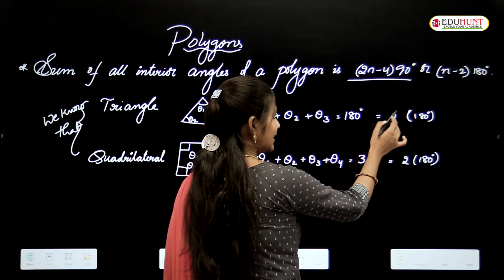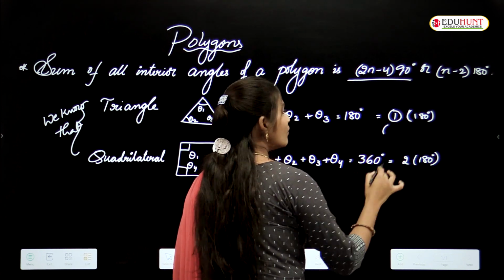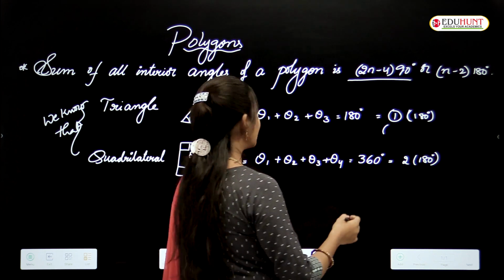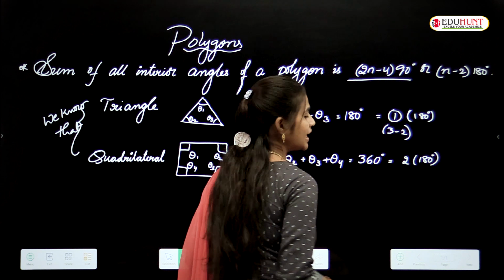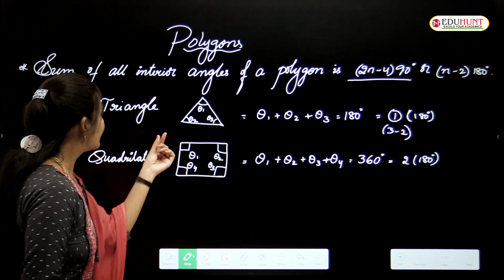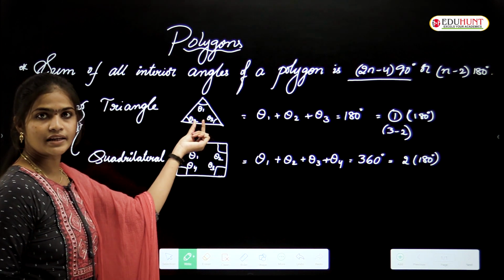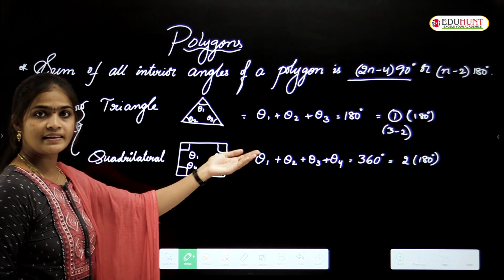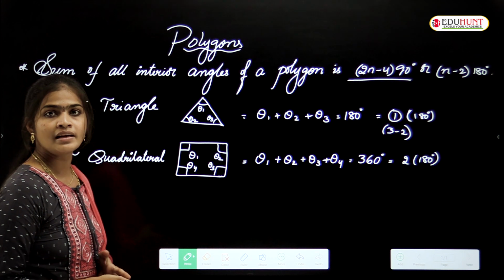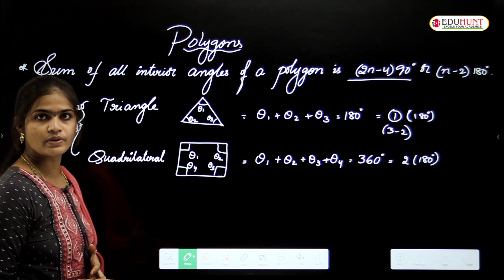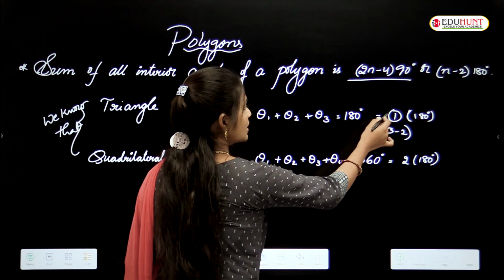Why I wrote 1 here like this: 1 we can represent as the number of sides of this figure, which is 3, minus 2. Shall we write like that? Number of sides of a given figure is equal to 3. 3 minus how much is equal to 1? 3 minus 2 is equal to 1, right? So 3 minus 2 is equal to 1.